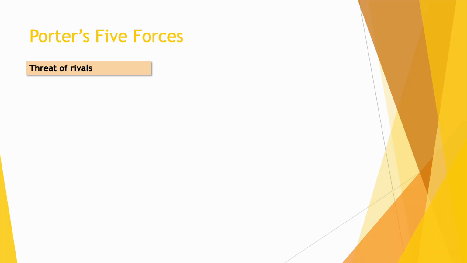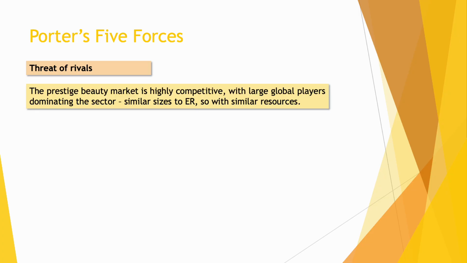Now, finally, we come to the threat of rivals, the last of our 5 forces. So this looks at the companies that we directly compete with, our legacy luxury brand rivals. The prestige beauty market is very competitive. It's got lots of large global players dominating the sector who have similar sizes to ER. So basically, we're up against companies that are the same size as us and have similar resources.